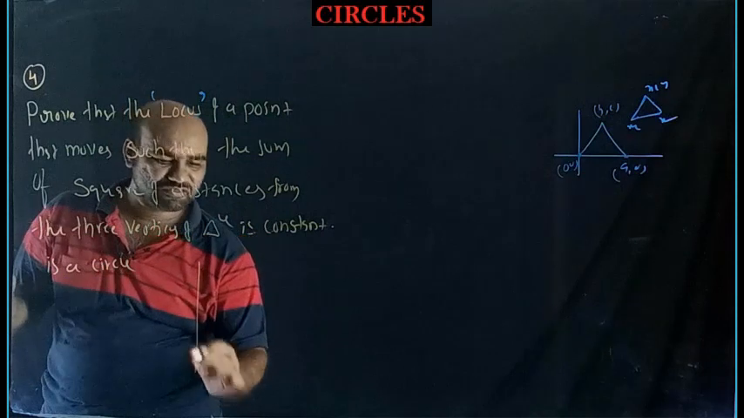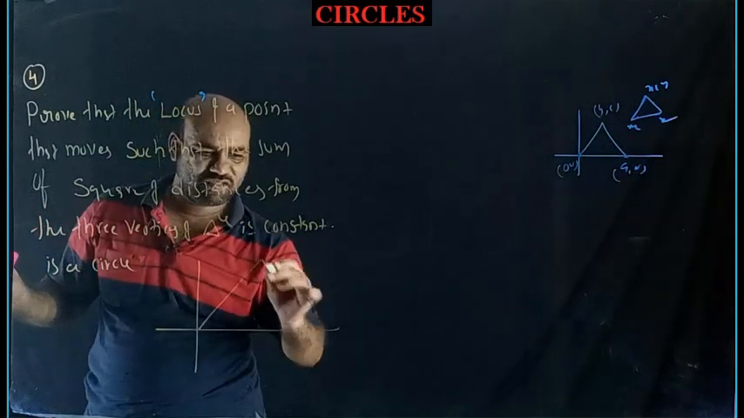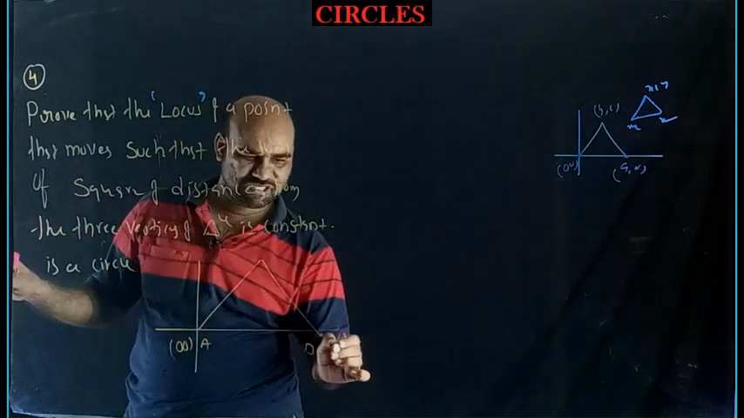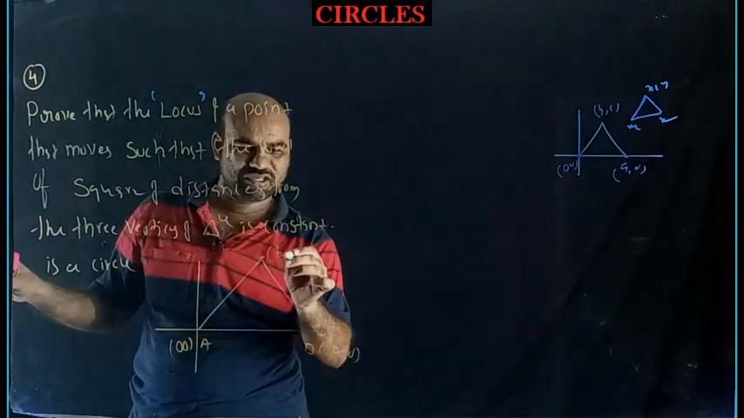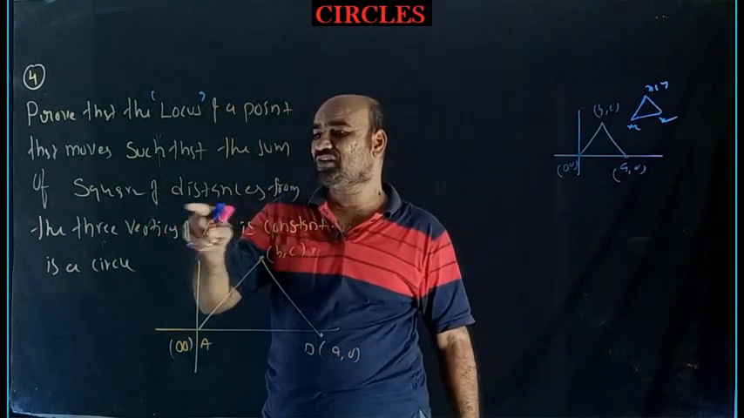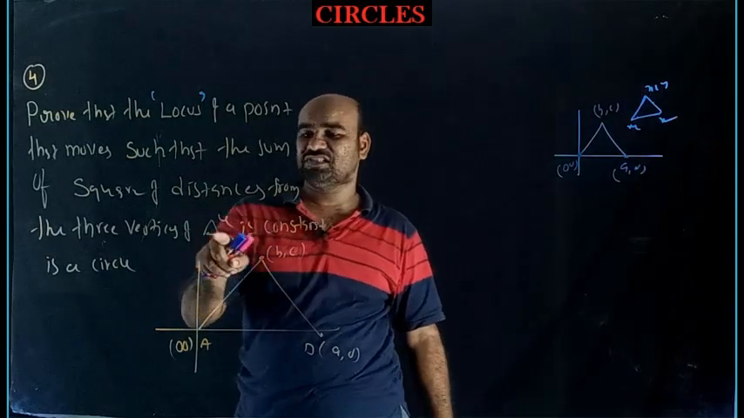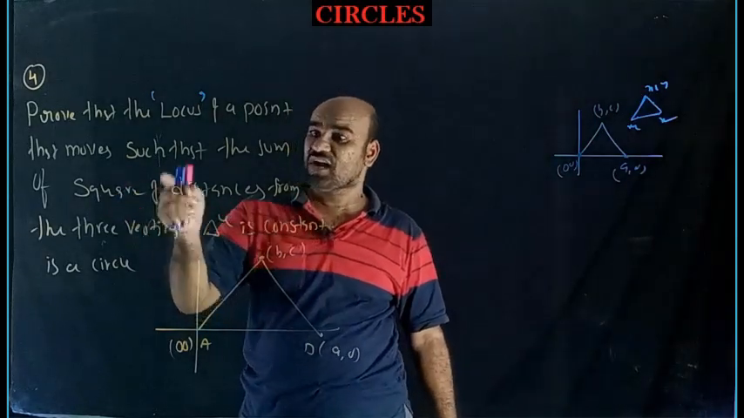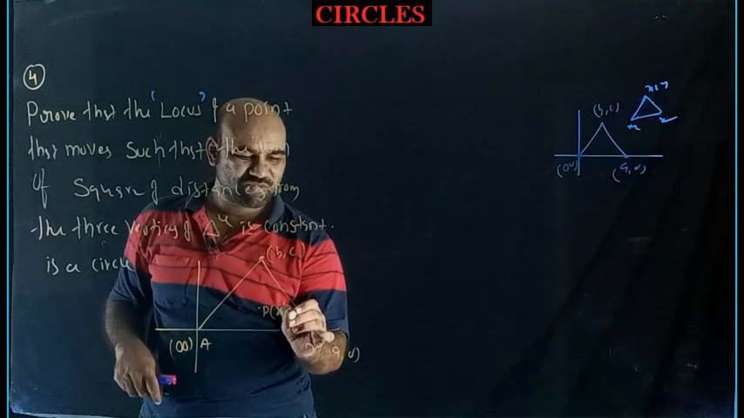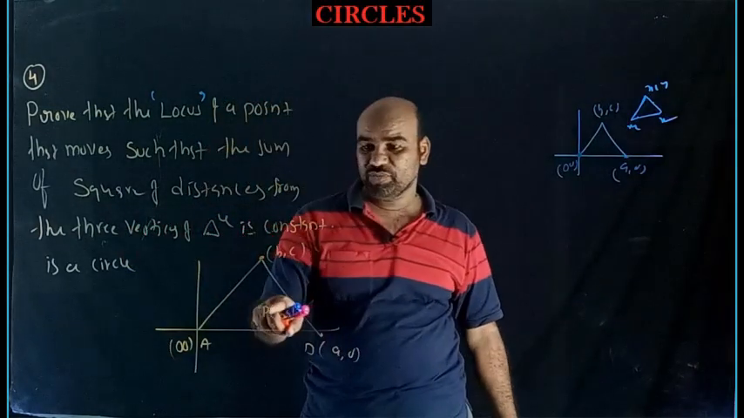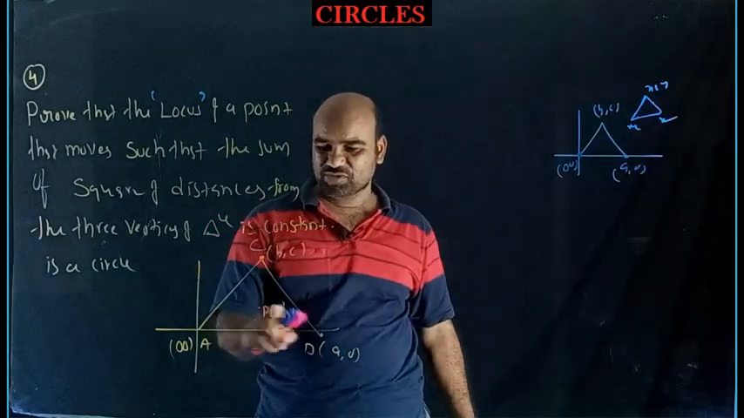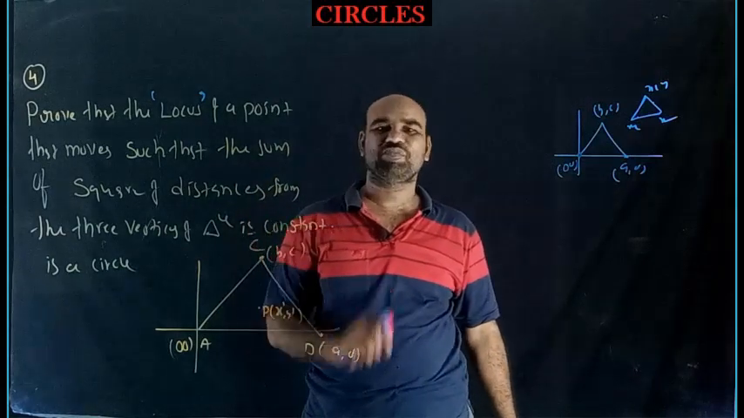So this is the triangle, with vertices 0, 0, a, 0 and b, c. Now on this plane a point P is moving so that the sum of the squares of the distances from the three vertices is constant. For example, the variable point is x dash comma y dash. How it is moving: PA square plus PB square plus PC square is a constant, in such a way that P is moving.